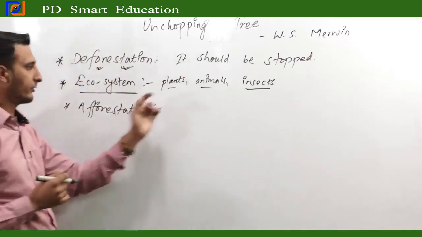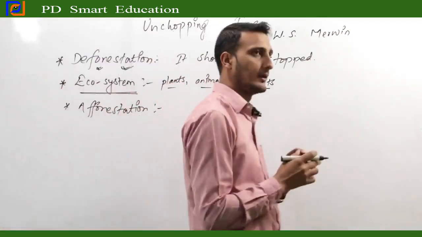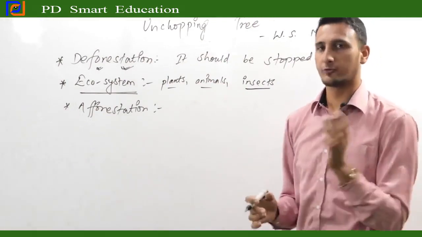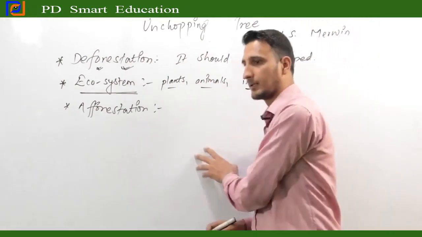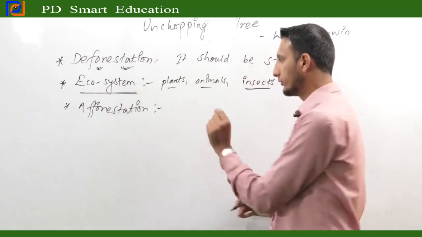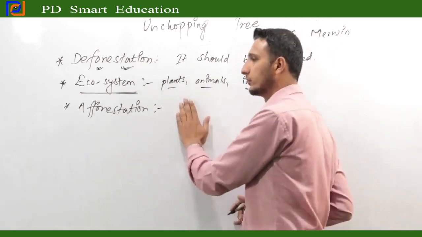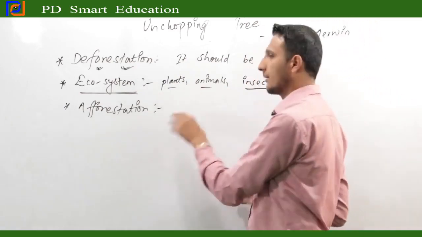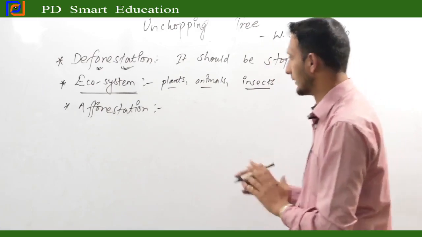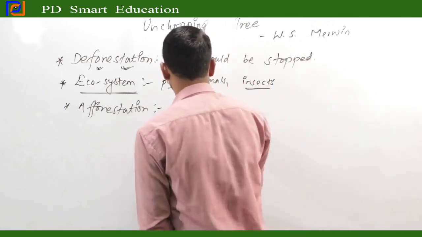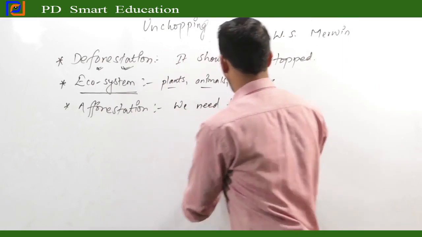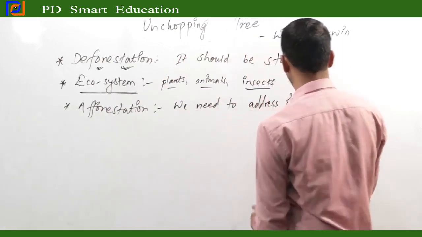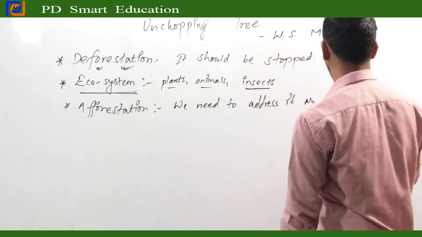If afforestation is not done, if planting the new trees or the new plants is not done properly at the right time, very soon we human beings will be in trouble. This will create problems to human life as well. We need to address it as soon as possible.